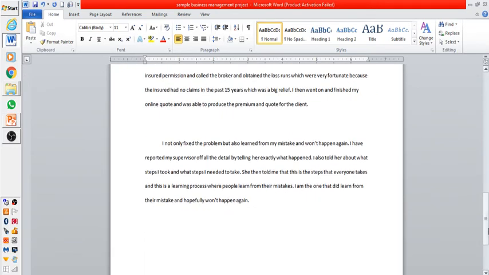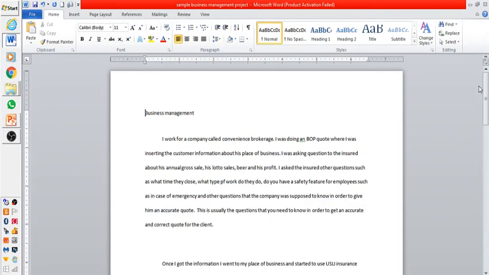I not only fixed the problem, but I also learned from my mistake, and that won't happen again. I reported to my supervisor all the details by telling her exactly what happened. I also told her about the steps I took and what steps I needed to take. She then told me that these are the steps that everyone takes, and this is a learning process where people learn from their mistakes. I'm the one that did learn from the mistakes, and hopefully it won't happen again. So this is basically a sample business management essay assignment.